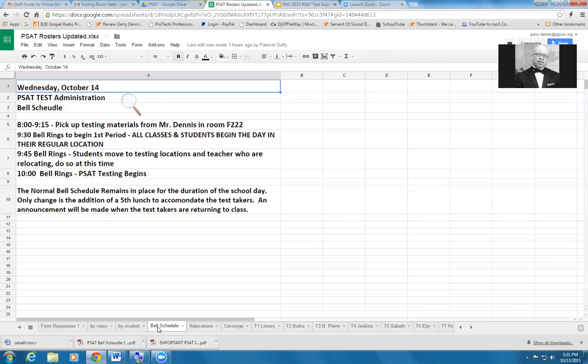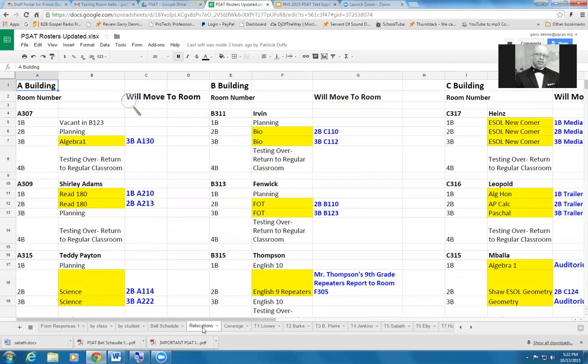The rest of school will continue as normal with the normal class periods, and they will go to their designated locations based on the information that's also provided. If you look, you see relocations. These are the relocation rooms. If a non-testing student has a class in, for example, room A308, and that becomes a testing room, alternate rooms have been provided for that student to go to, along with that teacher or the substitute teacher who will be taking that place.